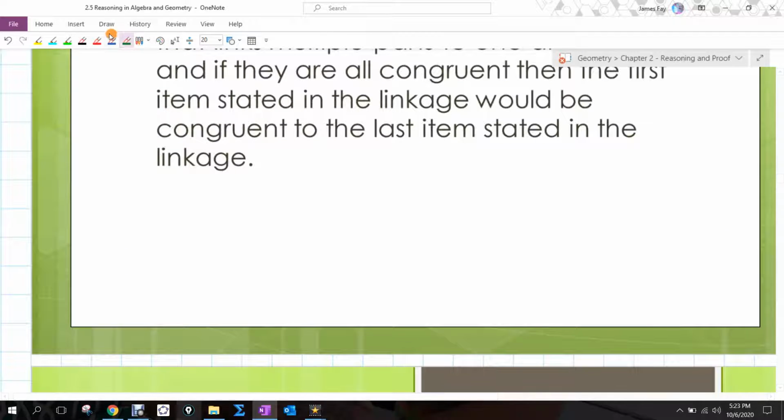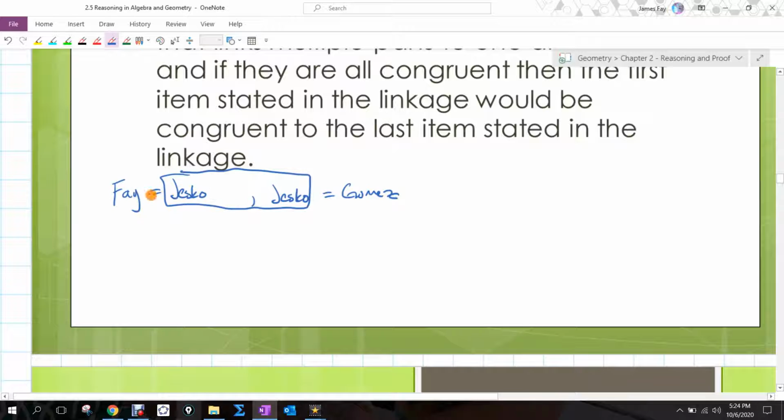If I were to write this, let's say Mr. Faye is as old as Mr. Jesco, and Mr. Jesco is as old as Mr. Gomez, then we could say that Mr. Jesco is the link between the two, so then Mr. Faye and Mr. Gomez have to be the same.